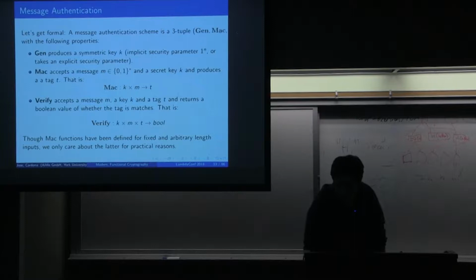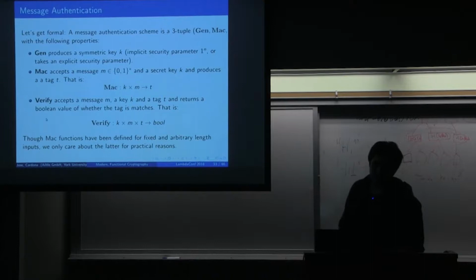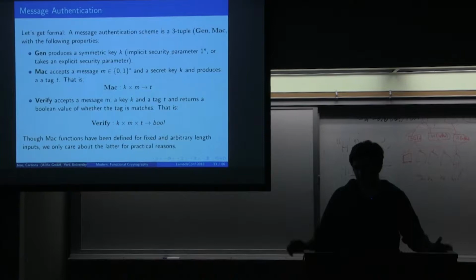Yes, they are. Okay, I got trolled, or I just messed up. But regardless, it's a three-tuple: Gen, MAC, and Verify. It's okay, you can see Verify here. Gen, same thing, and by the way, it has a security parameter. This is implicit. Just in general, our security parameter is implicit, and most of the time, we just mean key length. Formally, mathematically, it's a little bit different. In practice, it's almost always key length or length of tag.